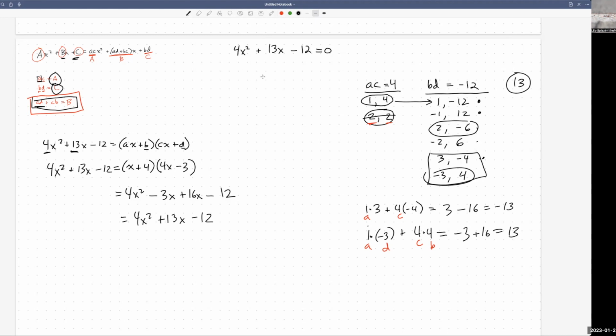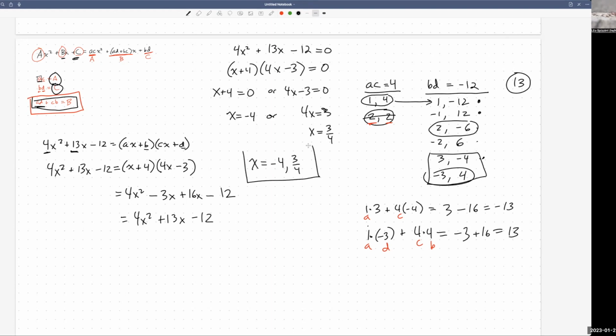Okay, now that we have this factoring, let's finish this problem up. We've got x plus 4 times 4x minus 3 is equal to 0, which means that x plus 4 must be equal to 0, or 4x minus 3 must be equal to 0. This gives me x equals -4, or we have 4x equals 3, which gives me x equals 3/4. So our answers are x is equal to -4 or 3/4. And those are the two possibilities.